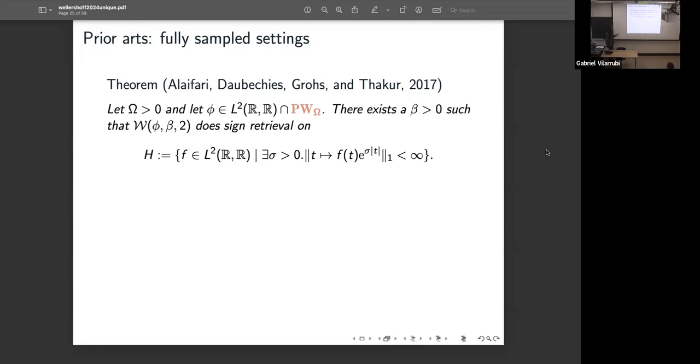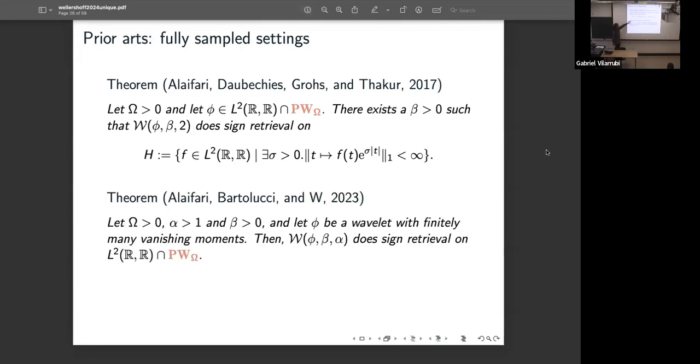Then there is another theorem which we proved not too long ago, which I'm not going to talk about today, except that I will highlight it. It says that for any parameters that you choose, if you have a wavelet that has finitely many vanishing moments, then your wavelet frame will do sign retrieval on the real valued band limited signals. That's a result I really like, but again, you can see there is a band limitedness assumption here to make it work. So the obvious question, and that's something that we're going to discuss today, is how can we go beyond band limitedness? How can we get rid of this?